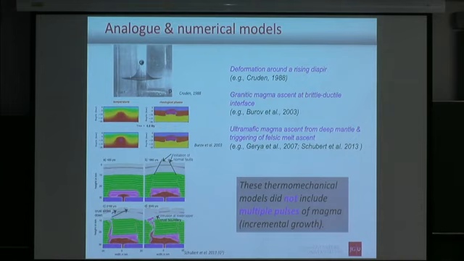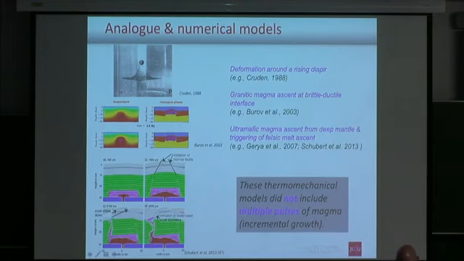Of course, we all know this analog experiment, so you have seen pictures of this. This example of Cruden that looked at the deformation around a rising diapir. These are some early models by Prof, where they looked at the interaction between a rising plume and lithosphere. And this is one of the few papers that looked at a bit more detail at what happens if you have intrusion of a mafic melt in the lower crust, and how this interacts with basically the generation of and the rise of felsic melts within the crust.